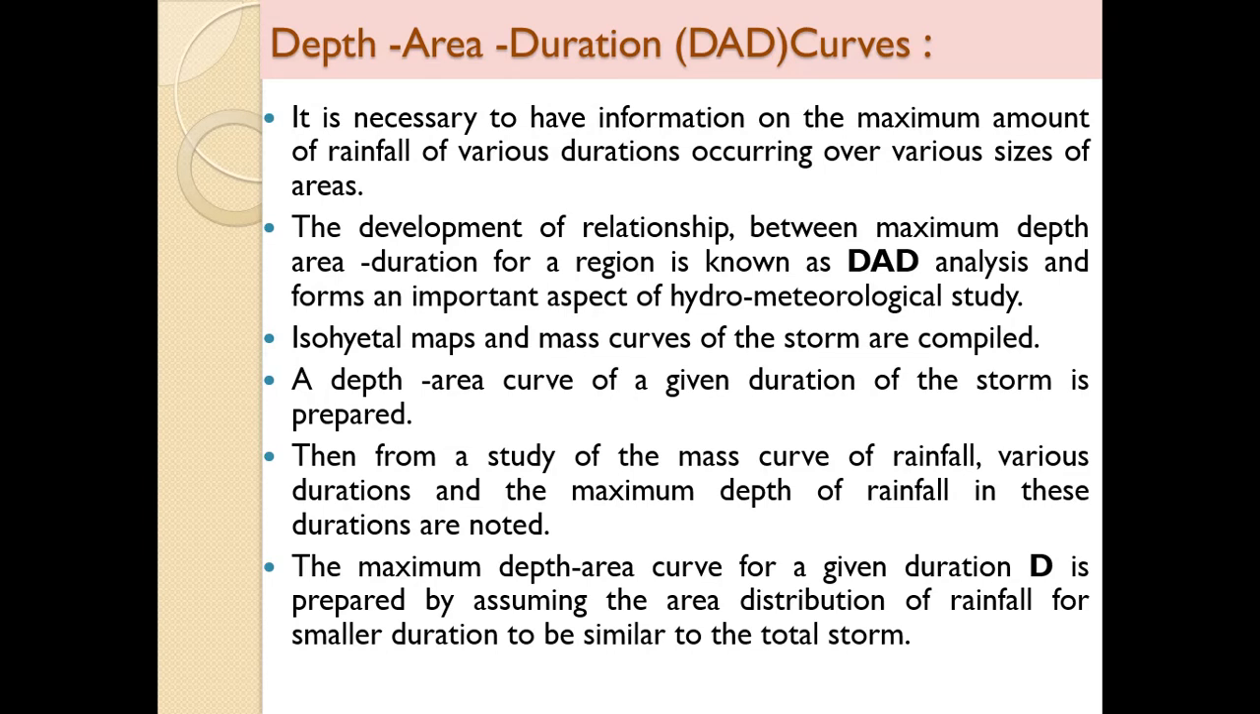Isohyetal maps and mass curves of the storm are compiled. A depth area curve for a given duration of a storm is prepared. These are the steps you have to memorize. Then from a study of the mass curve of rainfall, various durations and the maximum depth of rainfall in these durations are noted. The maximum depth area curve for a given duration D is prepared by assuming the area distribution of rainfall for a smaller duration to be similar to the total storm.